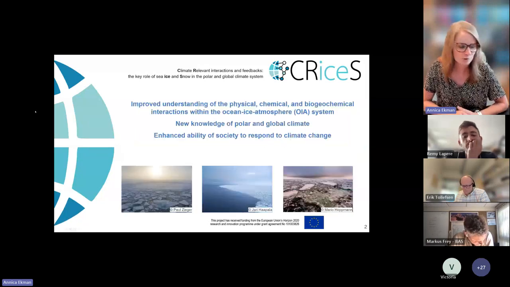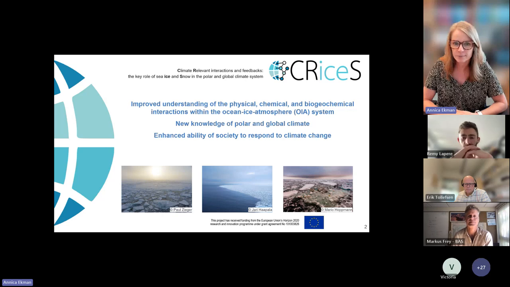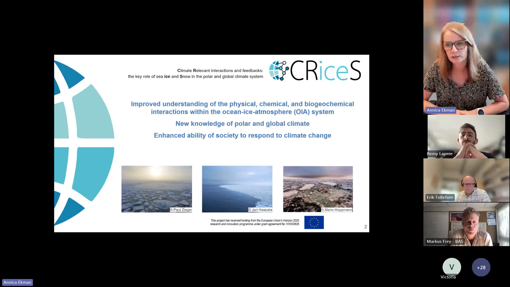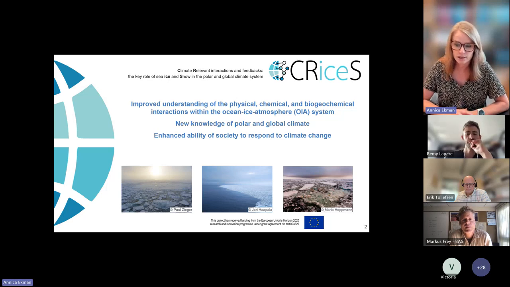So first of all, for those of you who are not members of CRiceS, CRiceS stands for Climate Relevant Interactions and Feedbacks, the key role of sea ice and snow in the polar and global climate system. And you see the three main objectives of CRiceS here. The overall aim is basically to improve our understanding of the coupled climate system in the polar region, so looking at the interactions between different compartments of the climate system, to obtain new knowledge about polar and global climate, and thereby also enhance our ability to respond to climate change.